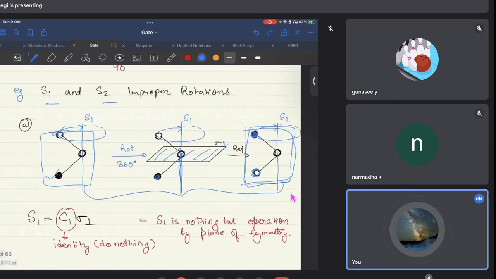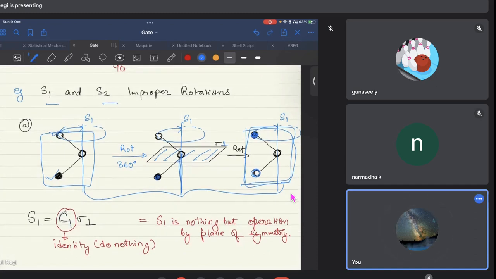So this S1 you can write as C1 sigma perpendicular, and in C1 you did nothing, so it is actually equal to identity, and this S1 is nothing but the operation by a plane of symmetry. So you can actually skip the part of rotating the molecule and just do the reflection only, and then again you will say that S1 is actually nothing but the plane of symmetry, correct?